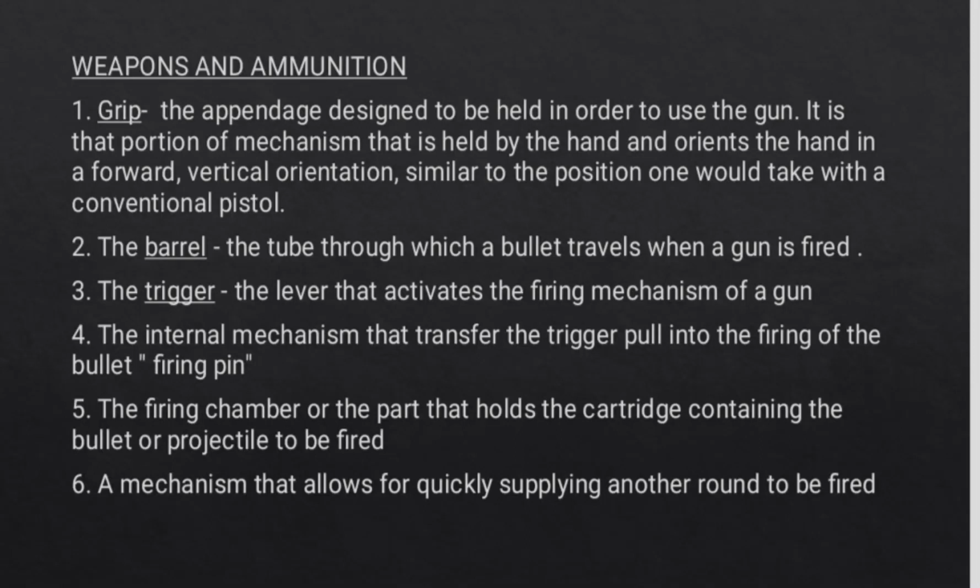Weapons and ammunition. First is the grip. The grip is the appendage designed to be held in order to use the gun. It is the portion of the mechanism that is held by the hand and orients the hand in forward, vertical orientation, similar to the position that would be taken with the conventional pistol.